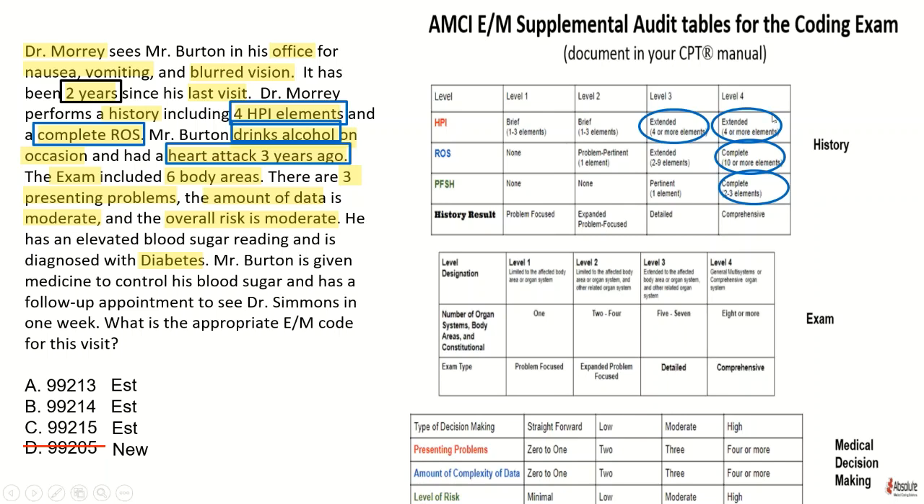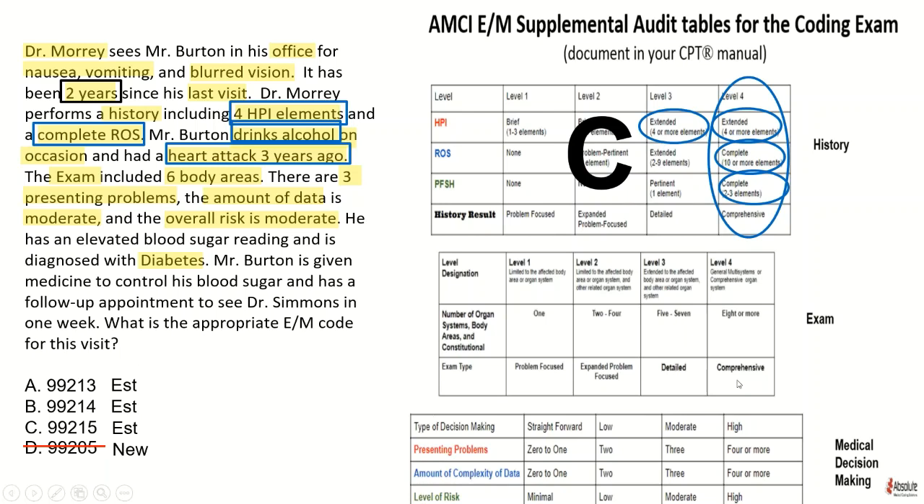Now, since all of them are circled, we have to meet, in our history table, all of the components. So in level 4, everything was met. We had at least 4 or more elements for HPI, we had a complete ROS, and we had a complete PFISH. So that means we can code this as a level 4 or a comprehensive history. Okay, so we know the component now for our history, and that is going to be C, or comprehensive.